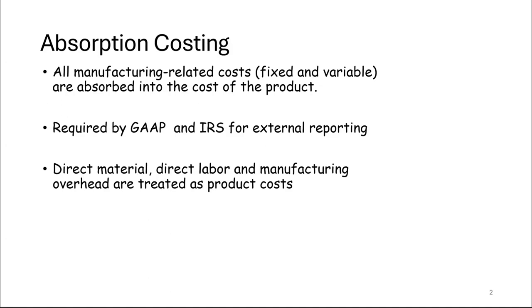However, on a per unit basis, it reacts inversely to changes in production, which means that if production goes up, the average fixed cost goes down. And if production goes down, the average fixed cost goes up. This is what we use for traditional income statements. This is what we've learned in financial accounting.